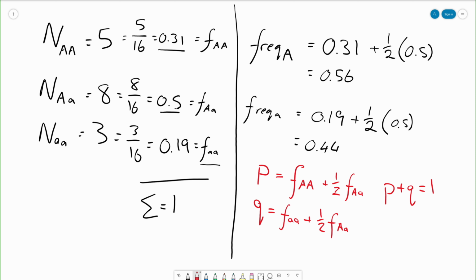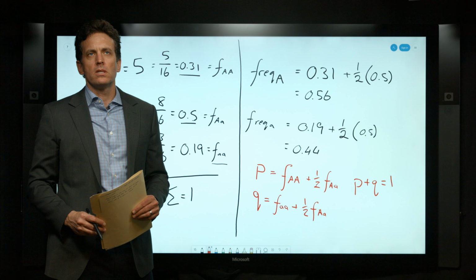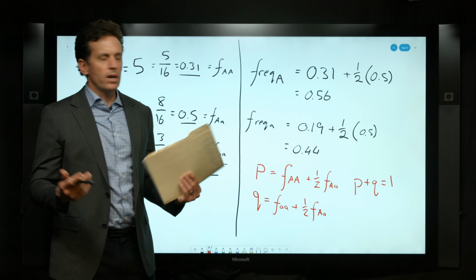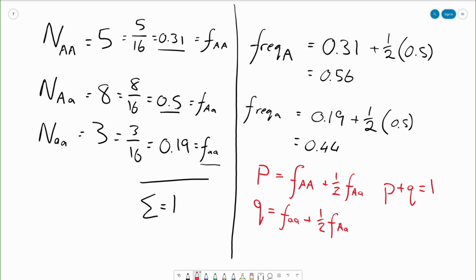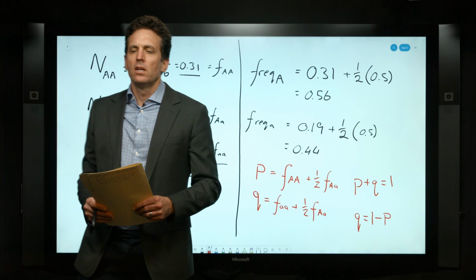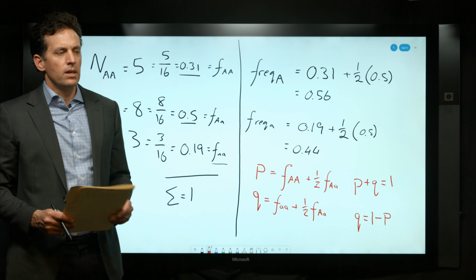And they sum. And this becomes very useful because sometimes we just have one allele frequency. And of course, if we know P, then we know that Q is going to be equal to 1 minus P. And we can immediately compute the Q frequency once we know P.